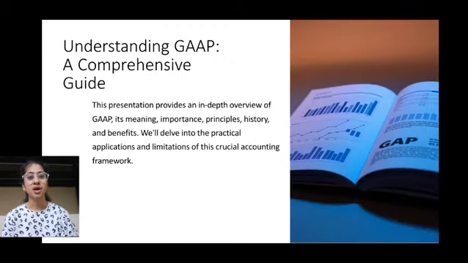Understanding GAAP, a comprehensive guide. This presentation provides an in-depth overview of GAAP, its meaning, importance, principles, history, and benefits. We will delve into the practical applications and limitations of this critical accounting framework.